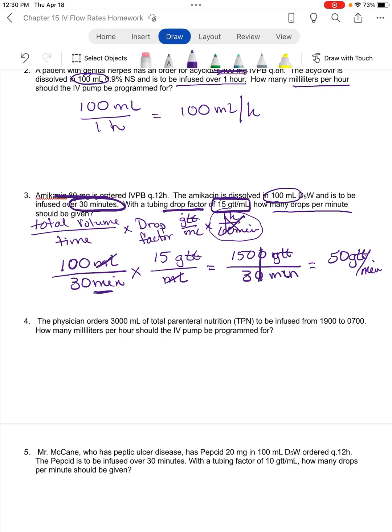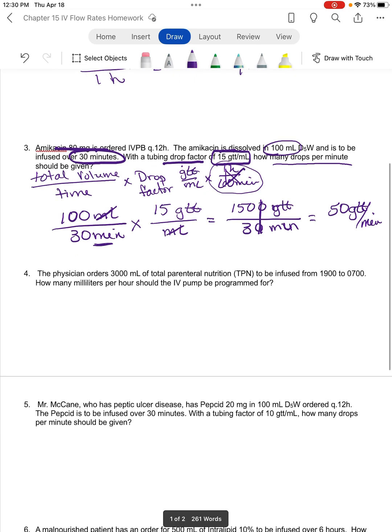So drops always have to be a whole number. If you ever divide it out and you get a decimal, it always has to be rounded to the whole, because you can't count a part of a drop. You can't count a portion. Okay, so let's look at number 4.